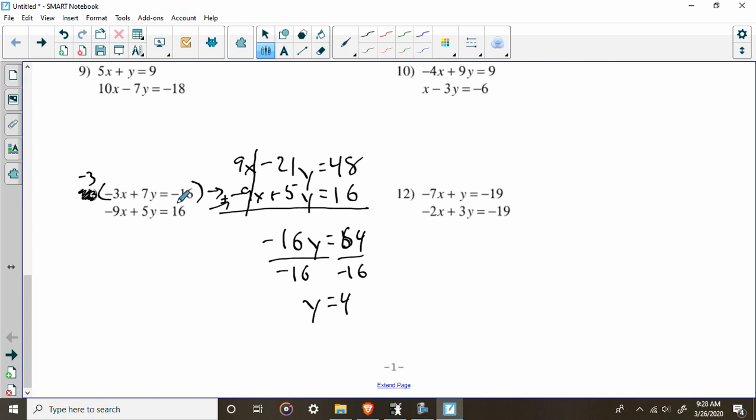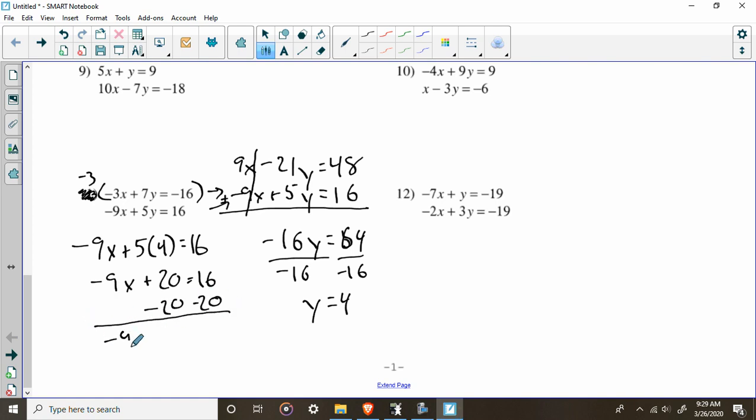Okay, so it's a little less clear which one you want to plug that 4 into. I'm going to plug it into the second one. It doesn't really matter. -9x plus 5 times 4 is equal to 16. Again, -9x. Simplify, 5 times 4 is 20. Okay, now start solving this equation. Let's move the 20 over first. Right, this is why we practice all those skills. -9x is equal to, well, 16 minus 20 is going to be -4.